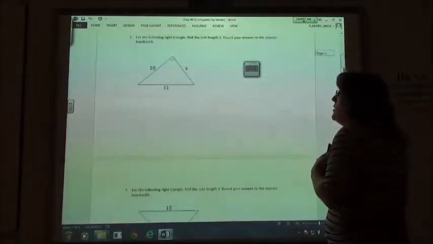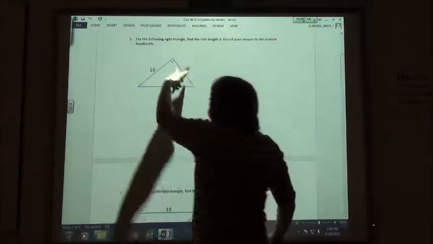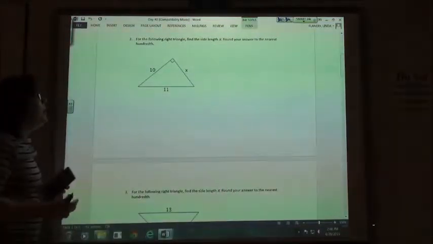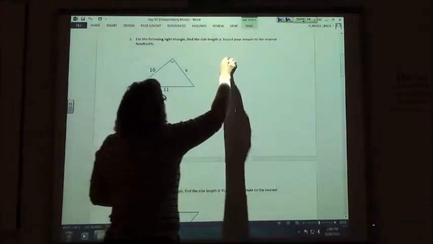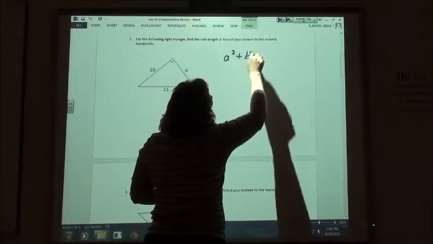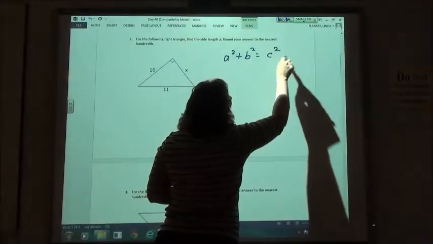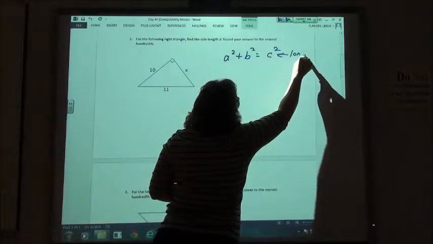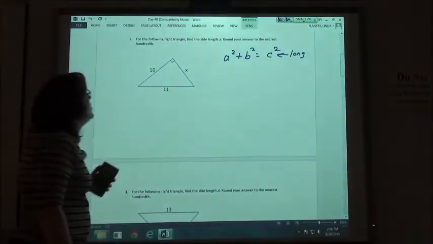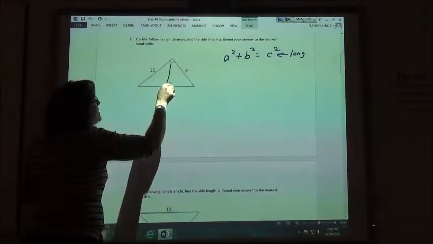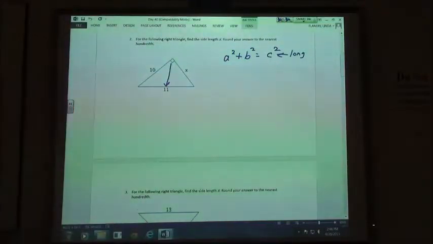Number 2, we are still doing the Pythagorean theorem because we have a right triangle. Again, when you're thinking about the Pythagorean theorem, you're saying a squared plus b squared equals c squared, and that's always the long side, the hypotenuse. Well, which one is my hypotenuse? In this case, the 11 is my longest side.